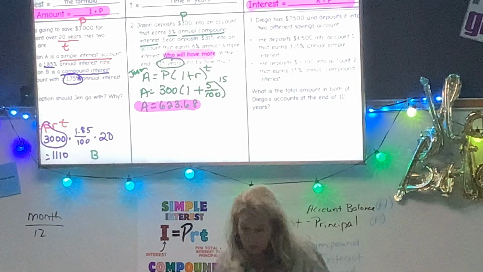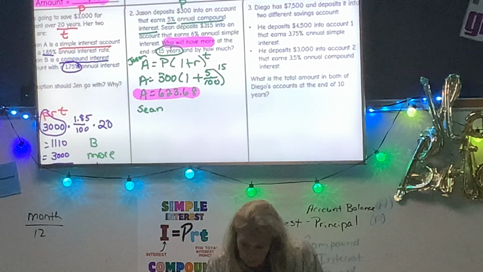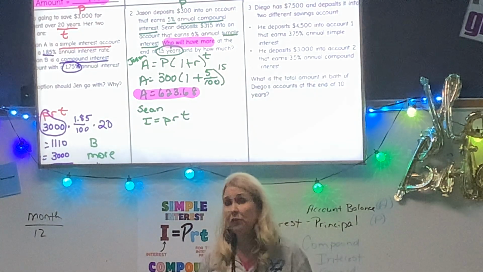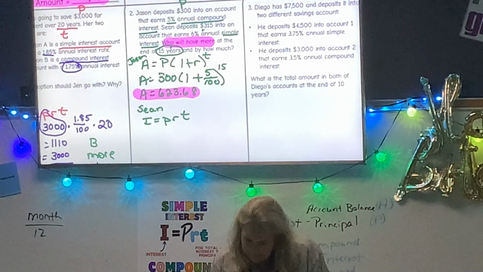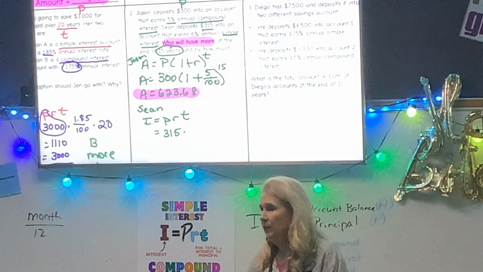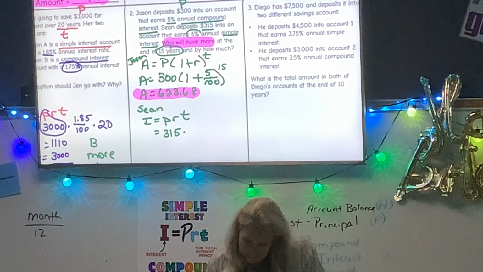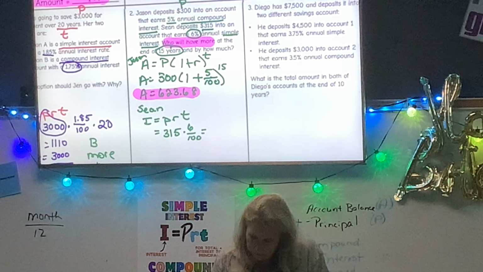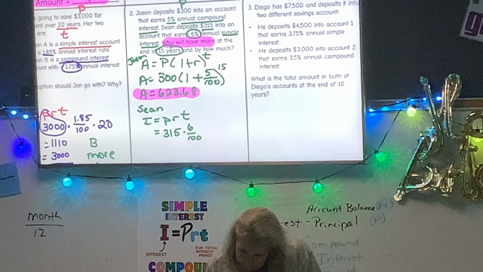Now here we go. Of course, we have someone else. We have Sean. And if you skim, you go, oh, he's doing simple interest. So if you want to figure out your formula before you have to read it, do that. Okay, he's depositing $315. That is the amount of money you're putting in. Okay, that is your principal. Your rate is doing 6%. Your percent's always over 100. And my T is 15 years.